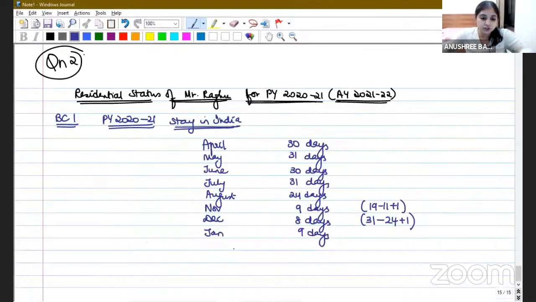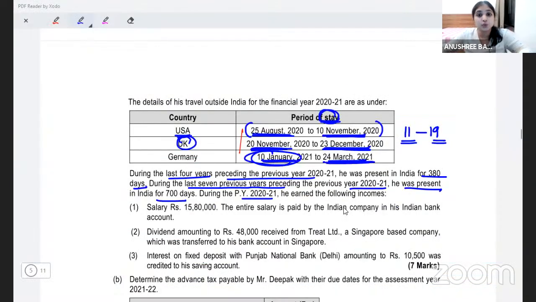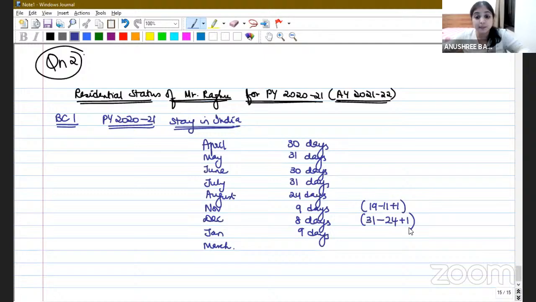Then he's coming back straight away in March. March, when is he coming to India? He's coming to India on 24th March. No, I cannot say he's coming to India on 24th March. I can say he's coming to India only on 25th March, because 10th Jan to 24th March, I will count as stay in Germany. So I will consider as if he's coming to India on 25th March. So 31 days in March minus 25th, he's coming to India plus 1. So 31 minus 25 plus 1, 7 days in March.